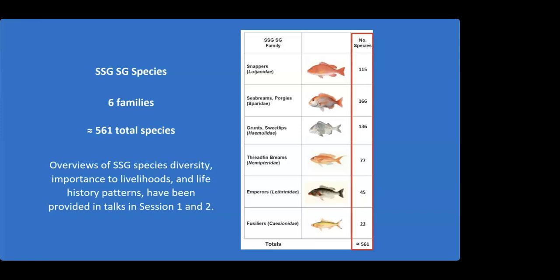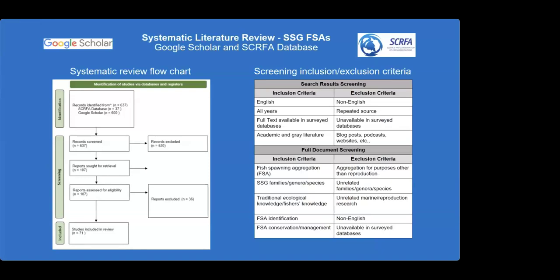Overviews of the species diversity of this immense and wonderful and important array of beasts, their importance to livelihoods, and their life history patterns have been provided in talks in sessions 1 and 2. Very briefly, the systematic literature review discussed here was developed, implemented and analyzed primarily by Sarah Brooks, a graduate student in the master's program at Florida Tech who just graduated in early May 2024.